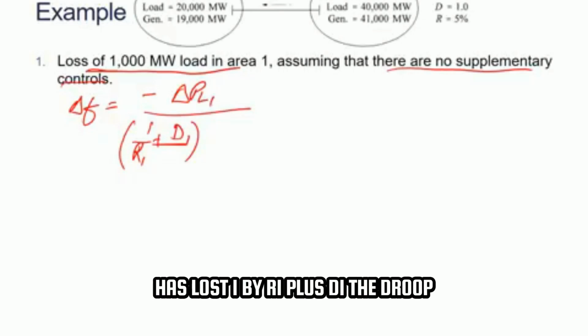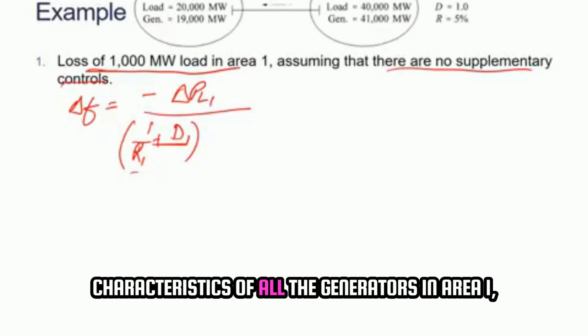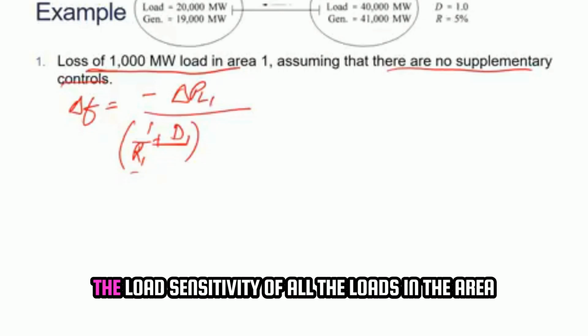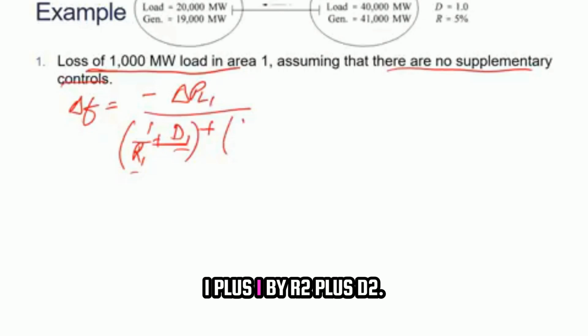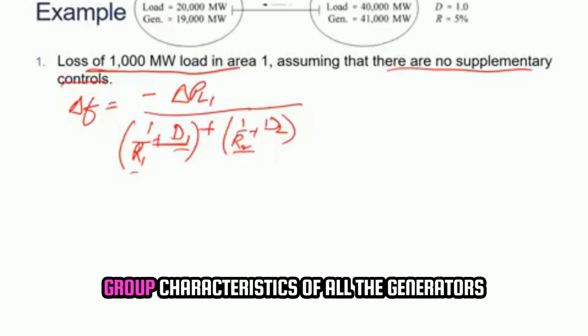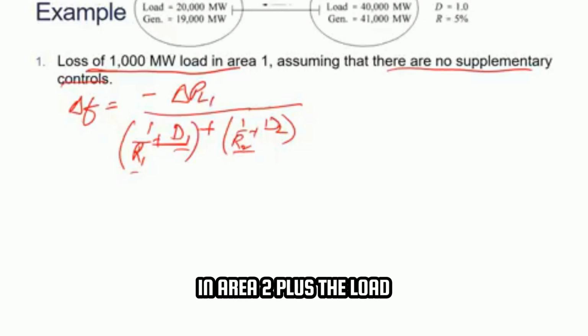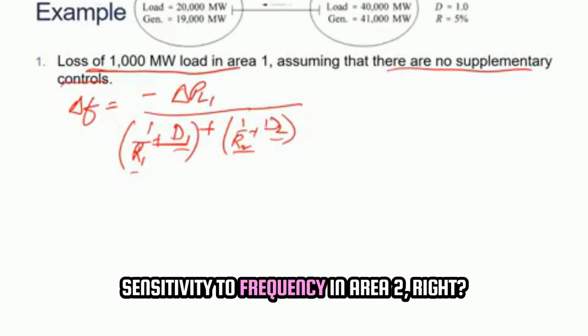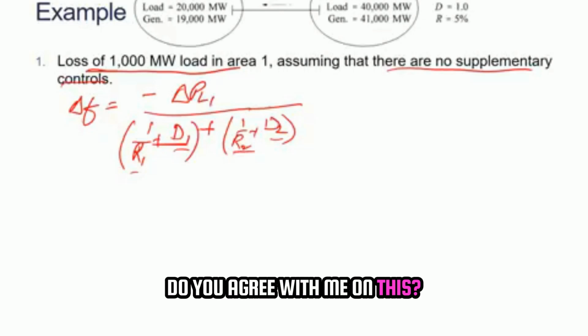The droop characteristics of all the generators in area 1, the load sensitivity of all the loads in area 1, plus 1 by R2 plus D2. So this will be the droop characteristics of all the generators in area 2, plus the load sensitivity to frequency in area 2. Right? Do you agree with me on this?